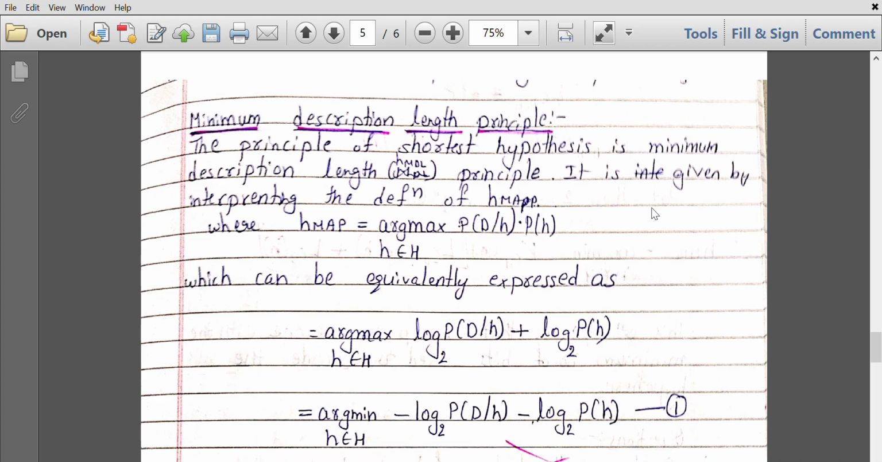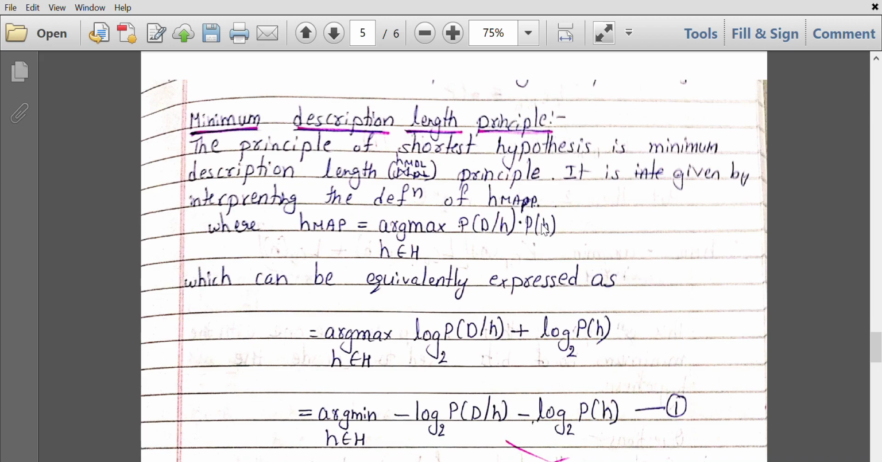Yes, it is also giving the shortest hypothesis, that means in number of bits. So how many bits is it going to choose for each hypothesis? The principle of the shortest hypothesis is the minimum description length principle. It is given by interpreting the definition of HMAP.